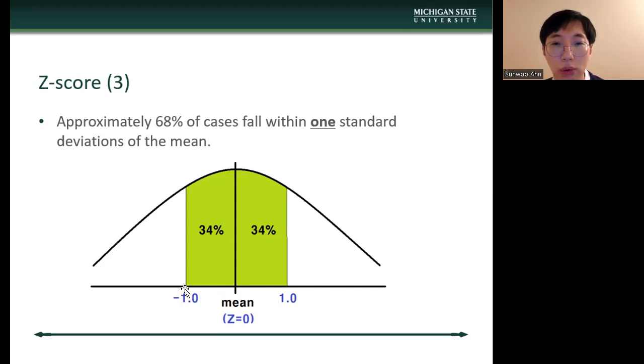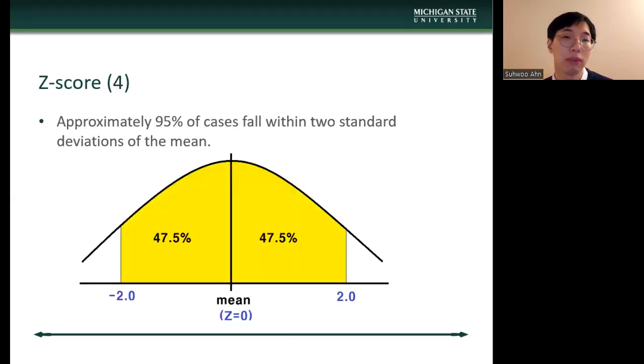So between -1 and 0, there are 34%, and between 0 and 1, there are also 34% of cases. So in conclusion, approximately 68% of cases fall within one standard deviation of the mean, which means that between a z-score of -1 and 1, in the yellow area, 68% of cases fall.